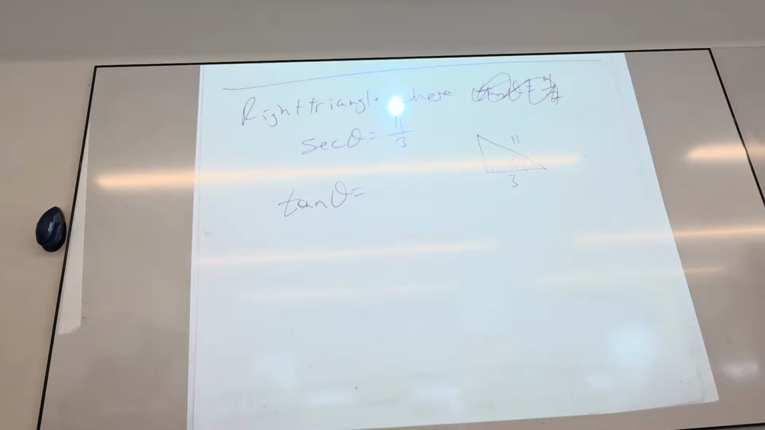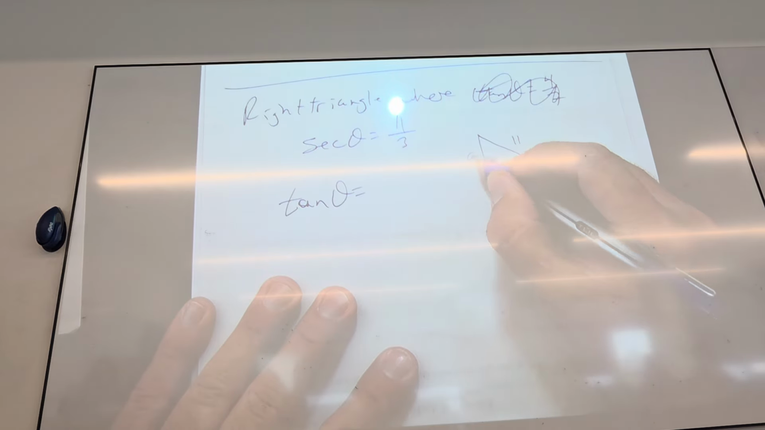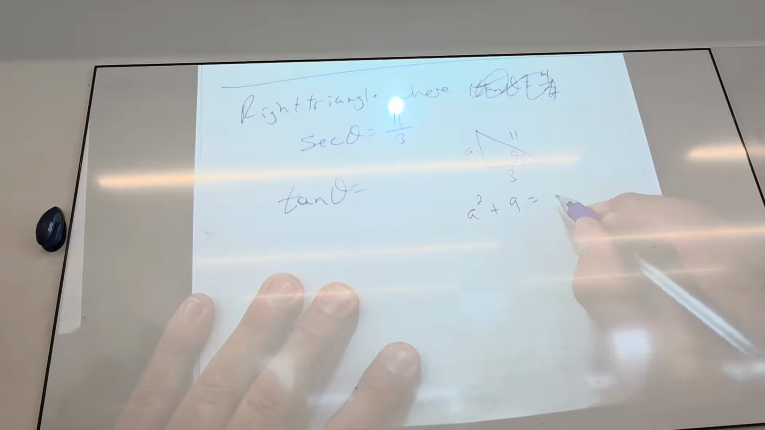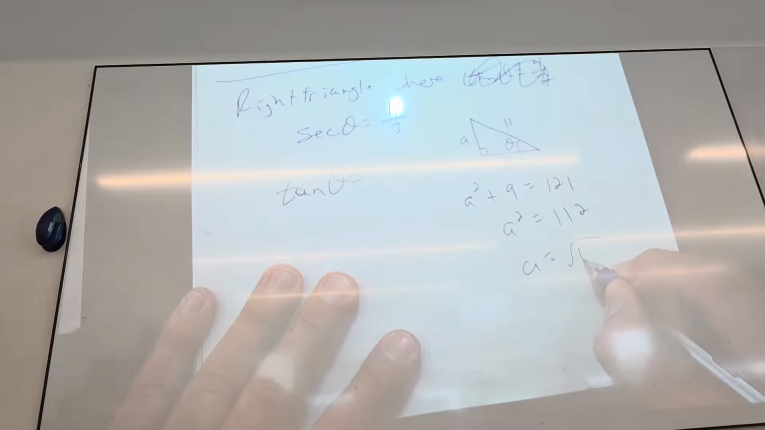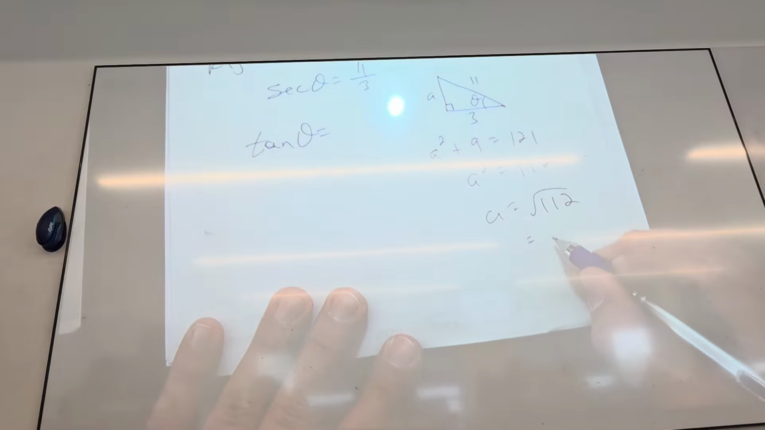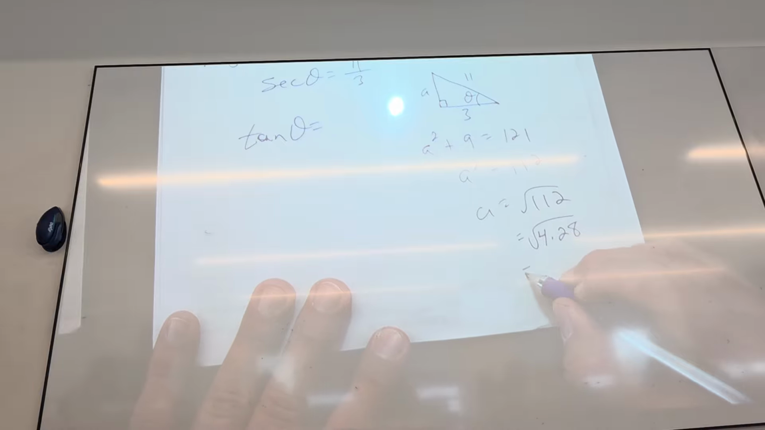Pythagorean theorem, I agree. How do I set up the Pythagorean theorem here? You give this side a name, a. A squared plus 3 squared equals 11 squared. So a squared is 112. A is the square root of 112. That you can actually simplify to a certain point. This would be 4 times 28, I think, which is actually 16 times 7.